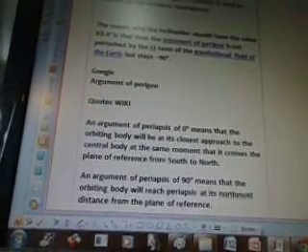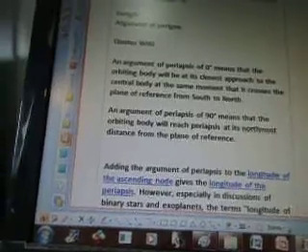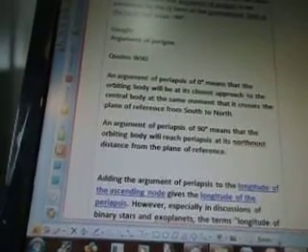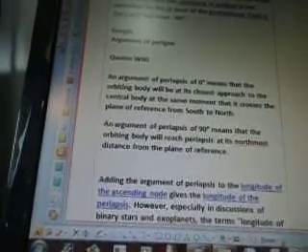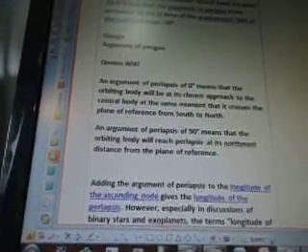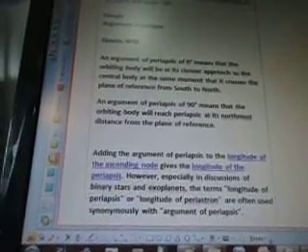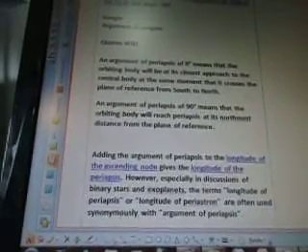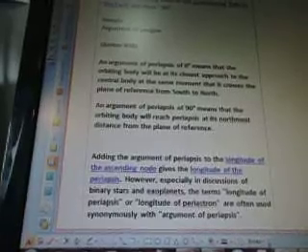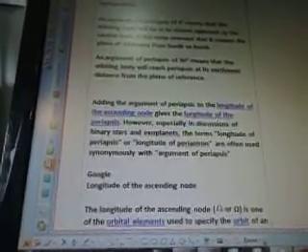Google argument of perigee, because I didn't know what that meant. So quotes from Wiki: An argument of periapsis of 0 degrees means that the orbiting body will be at its closest approach to the central body at the same moment that it crosses the plane of reference from south to north. An argument of periapsis of 90 degrees means that the orbiting body will reach periapsis at its northmost distance from the plane of reference.